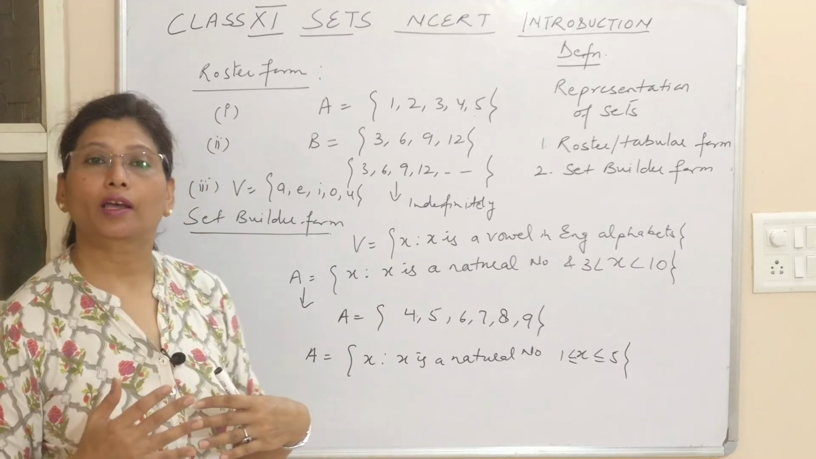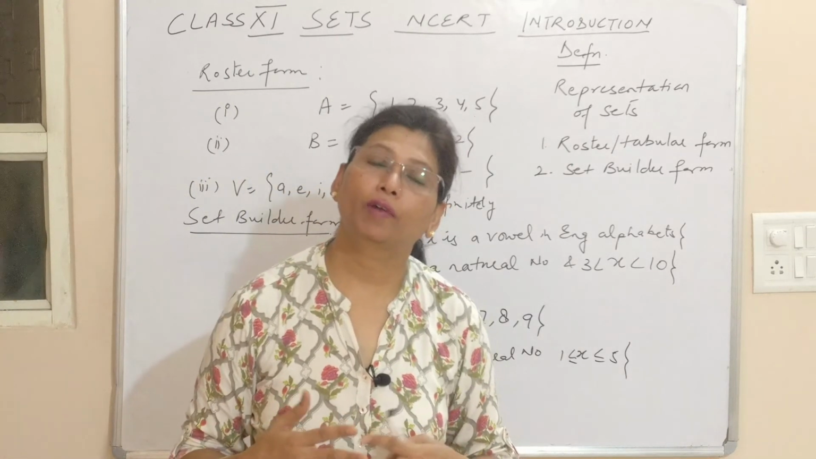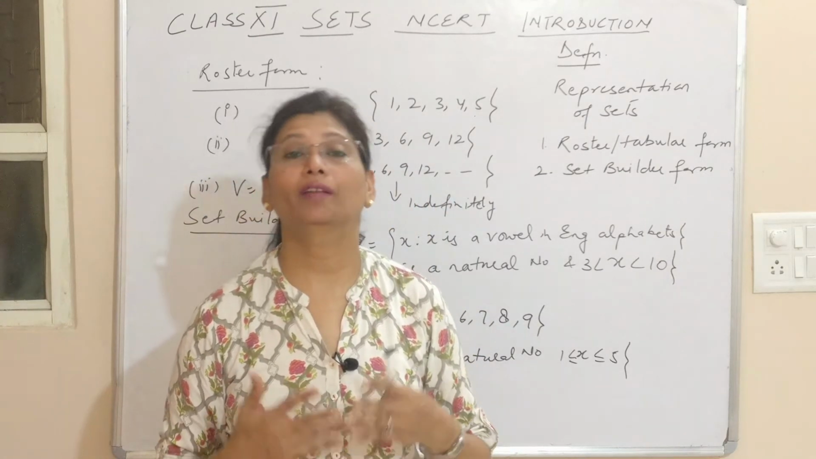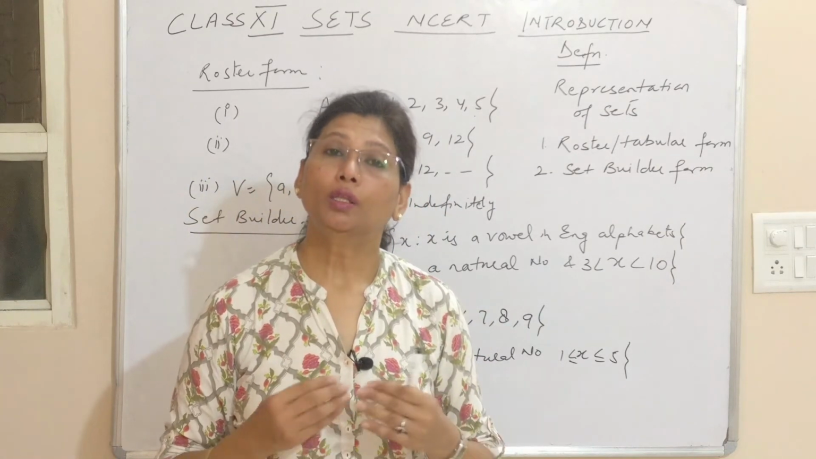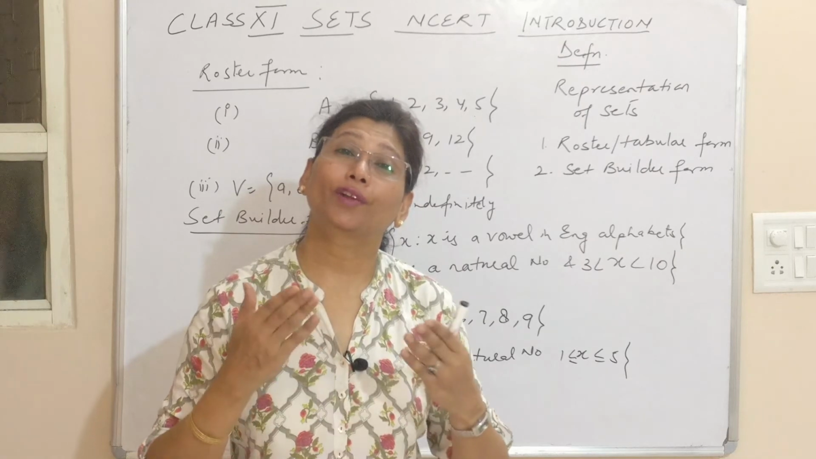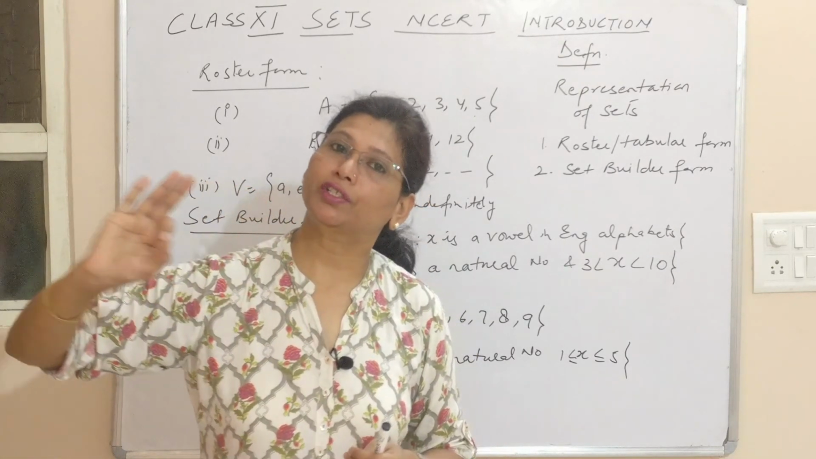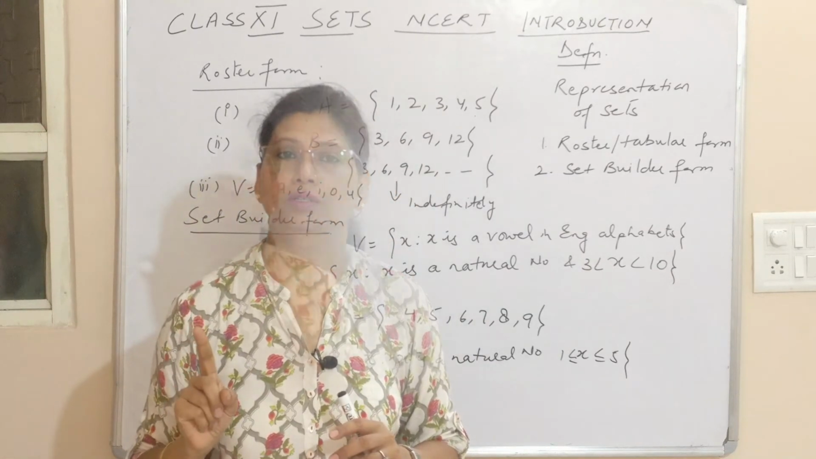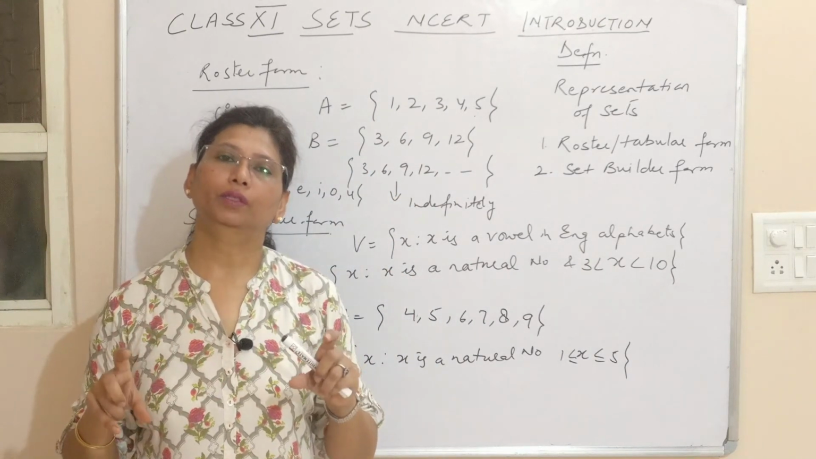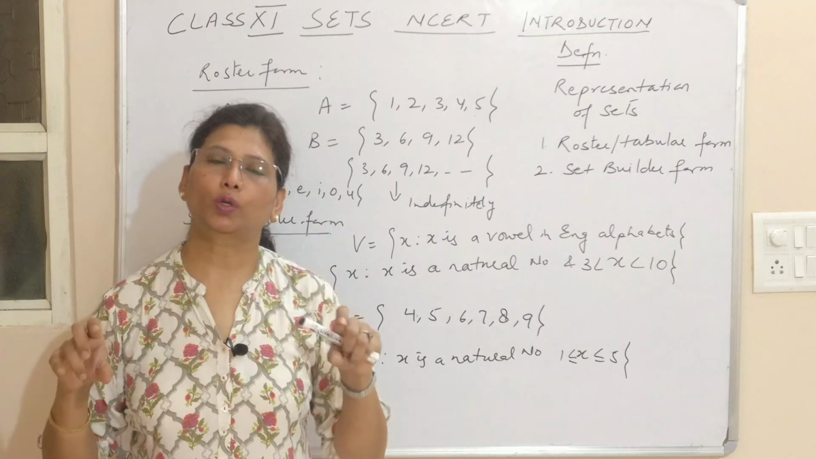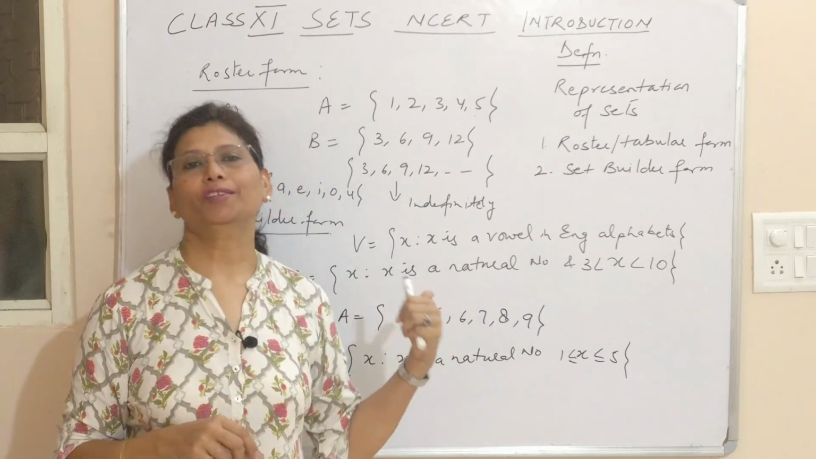Now the question arises: what is the difference, and why do we use set builder form when we can write all the elements? The point is, when you are writing the set of natural numbers, you show 1, 2, 3, 4, 5 and dashes, you are not writing all the numbers. When we have infinitely many numbers, we represent the set by a particular statement. That is the use of set builder form.